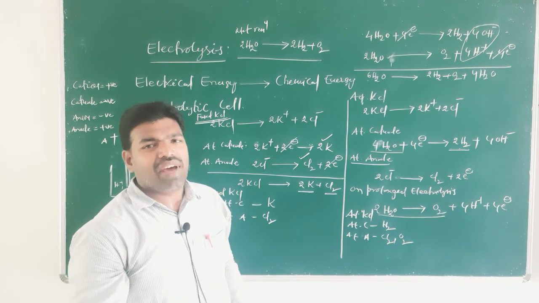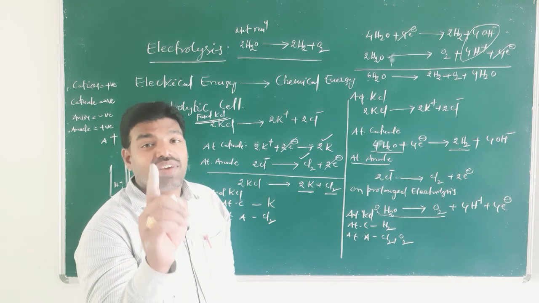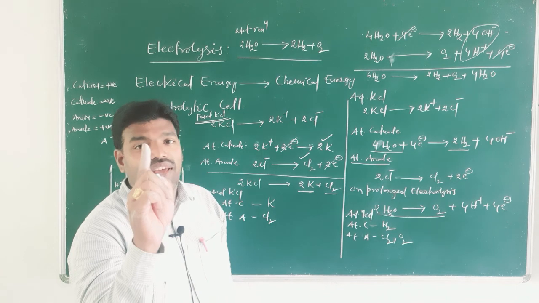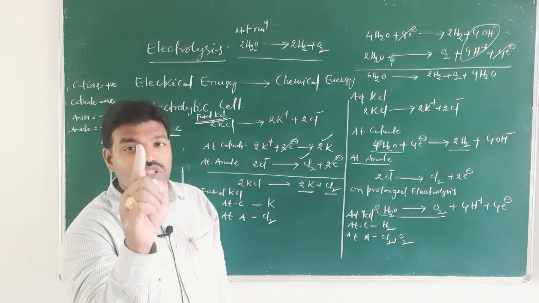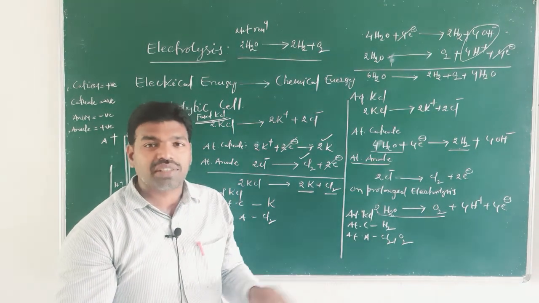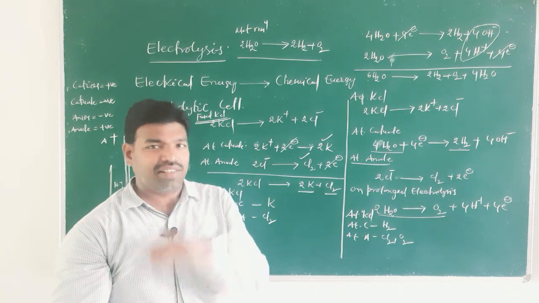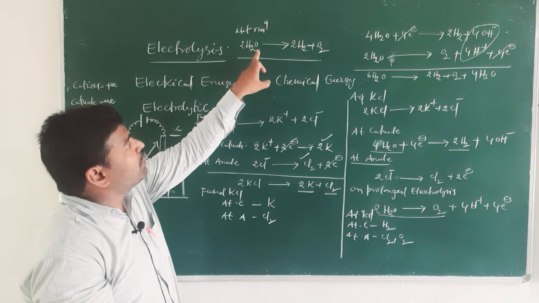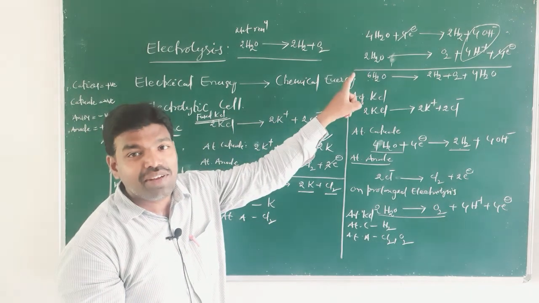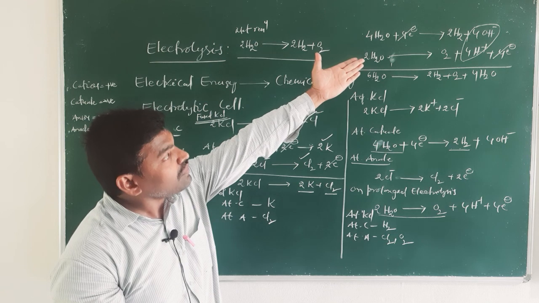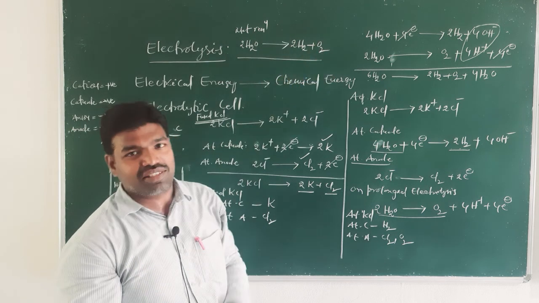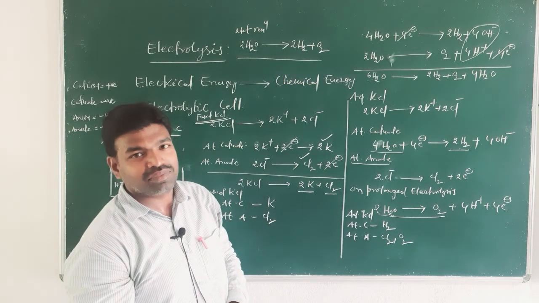Already we all know that Faraday is the quantity of electric charge carried by 1 mole of electrons. 1 Faraday is equal to 96,500 coulombs, okay. I repeat, Faraday is the quantity of electric charge carried by 1 mole of electrons. So 2 moles of water molecules require 4 Faradays, because here 2 water molecules need 4 moles of electrons, okay.